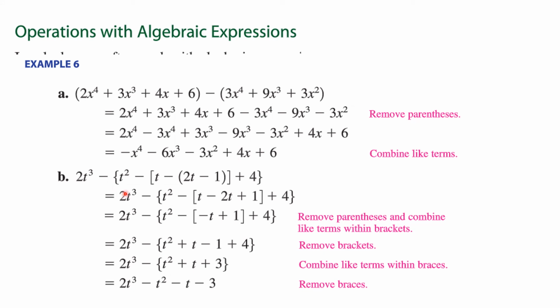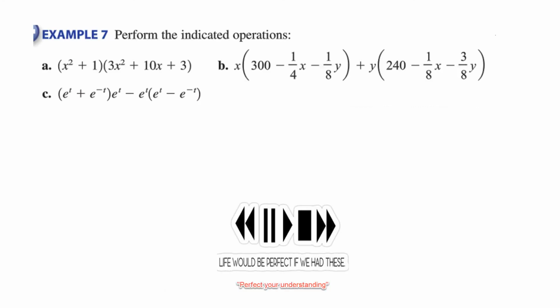Here we are going to simplify inside the parentheses first. And so we go to the innermost parentheses and we simplify here, and we get that that is going to be negative t squared plus t plus 3, and then we subtract and we collect like terms, and we have this as our final answer. Here are some problems for you to do. So perform the indicated operations. You know what to do.